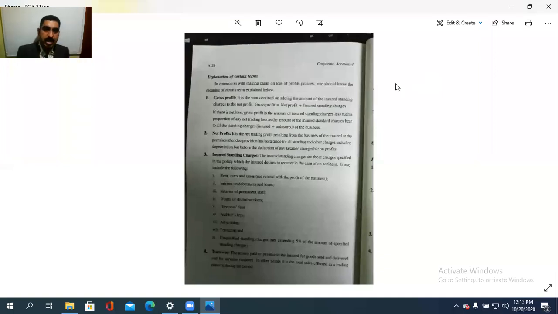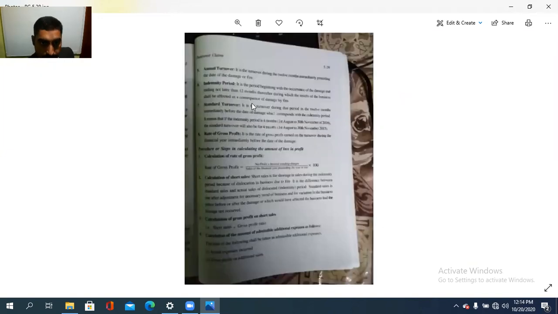So these are the topics to be met with in the loss of profit policy, or the consequential loss policy. See, the gross profit is net profit plus insured standing charges. The net profit we need to calculate. Insured standing charges means all the fixed charges that are to be insured, like salary, wages, rent, royalty, like that. Then turnover, the annual turnover. Then we see the indemnity period, standard turnover, and rate of gross profit.